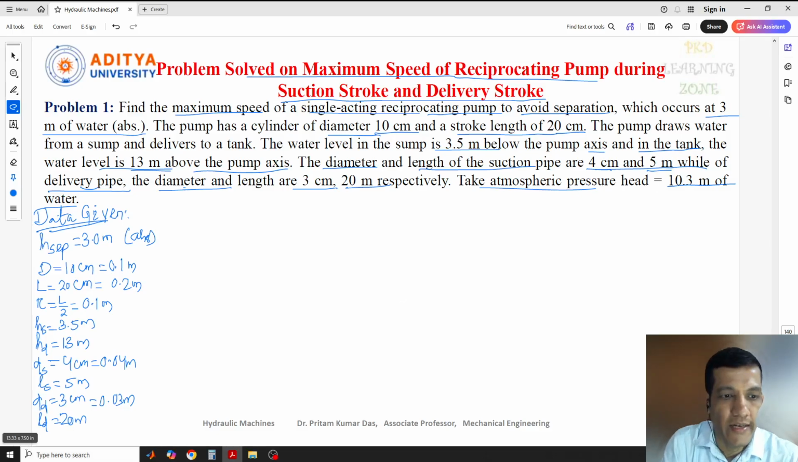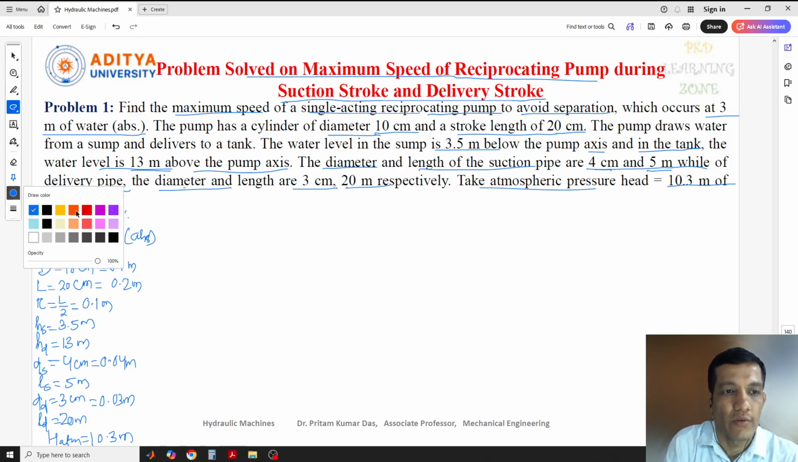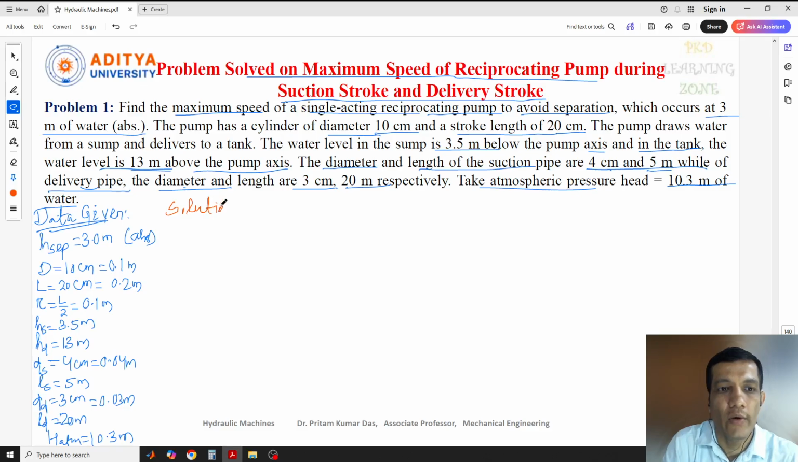And the atmospheric pressure head is given. So atmospheric pressure we know that is H ATM, so this is our 10.3 meter. So these are the data given. So now we'll go for the calculation. In the calculation, actually we need to identify what is the maximum speed of single acting reciprocating pump. So first we'll find out the maximum speed for the reciprocating pump during suction stroke.